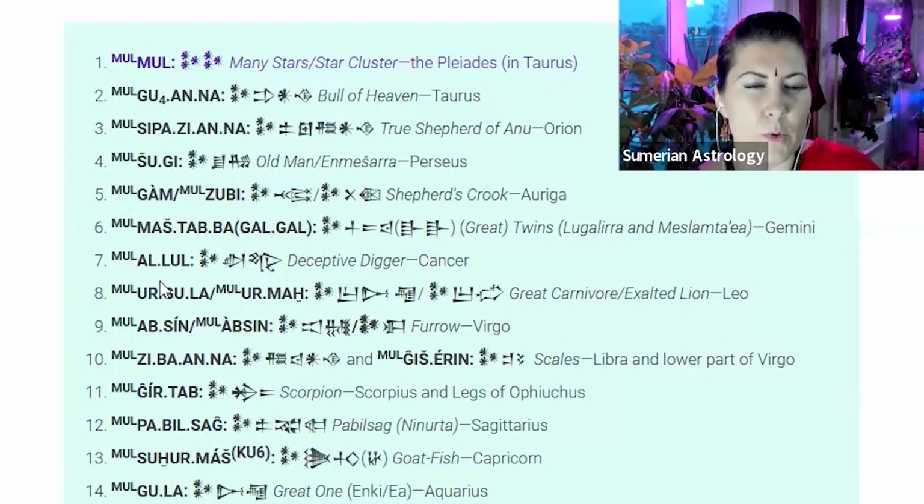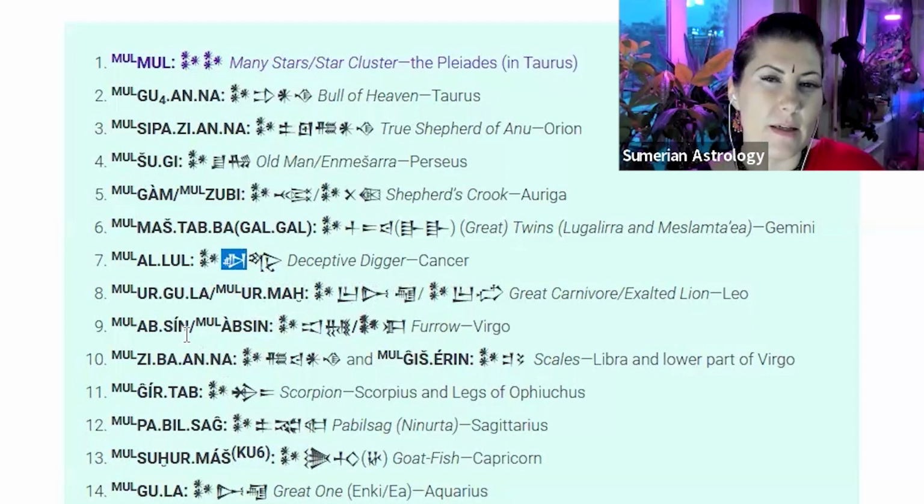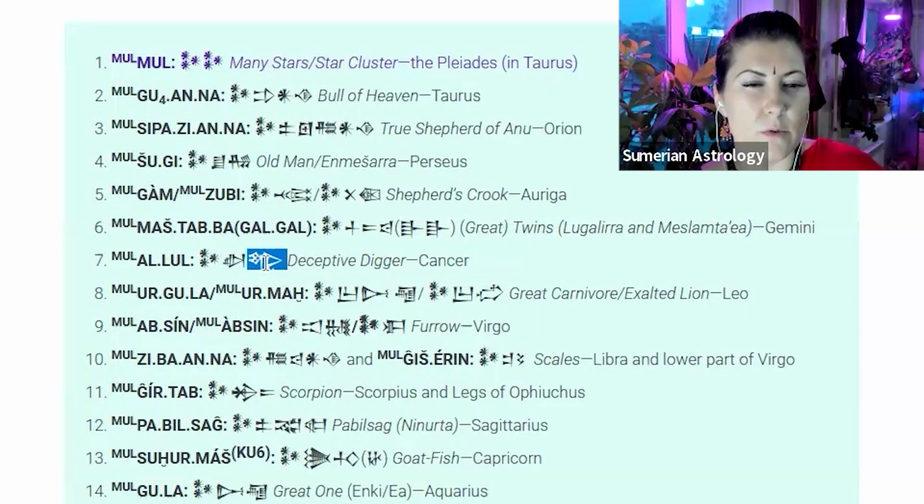That's also an option. Mul-Alul, the deceptive digger, now the constellation of Cancer. It's very important to understand that many people translate this as pincers or crab. There is no evidence that it was ever a crab or had any type of pincers. So this obviously is the mul determinative. This word al means hoe, pick, axe, any type of digging instrument, a spade. And the lul sign means deception, wickedness, lying, just generally malicious, malevolent, all of those things.